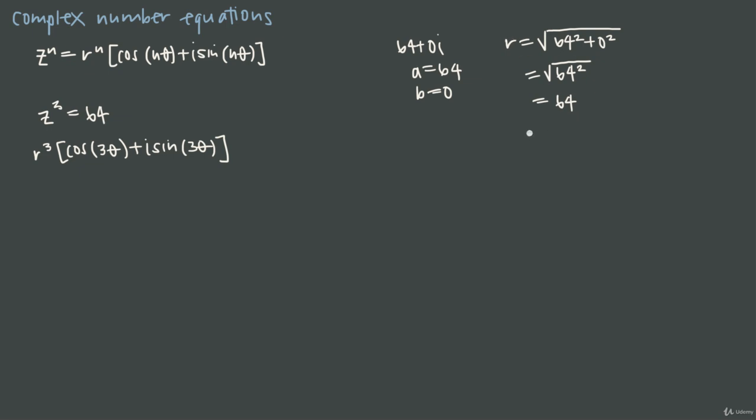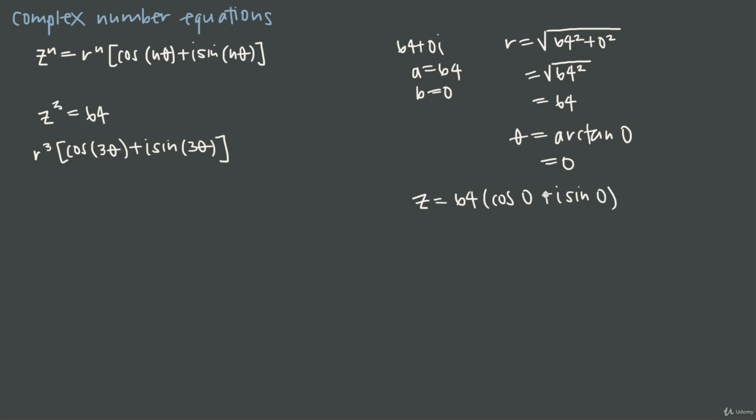So that's the value of r, but then we need to find the value for theta. So theta, as we know, is arctan of b over a. Well, in this case, b over a is 0 over 64, and 0 over 64 is just 0, so we get arctan of 0. Well, arctangent of 0 is 0, so our value of theta will be 0. Therefore, if we want to write the complex number 64 in polar form, we can say it's equal to the value of r, 64, times cosine of theta, which is 0, plus i sine theta, or i sine 0.